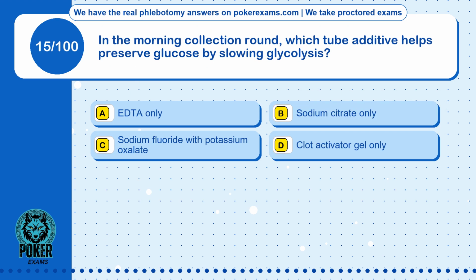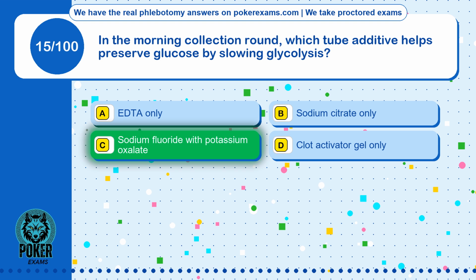Question 15. In the morning collection round, which tube additive helps preserve glucose by slowing glycolysis? Option A, EDTA only. Option B, sodium citrate only. Option C, sodium fluoride with potassium oxalate. Option D, clot activator gel only. The correct answer is option C.